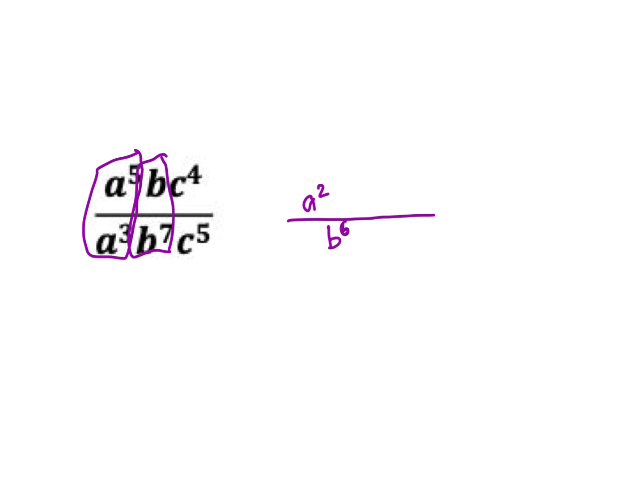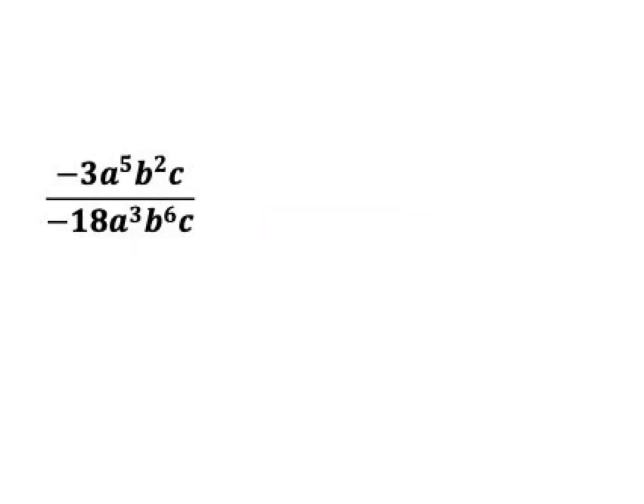This b to the 6th will go on the bottom. And here you have an excess of 1. That extra c is on the bottom. So it looks like that. It's kind of a sloppy fraction, but there it is. Okay, let's do this next one.